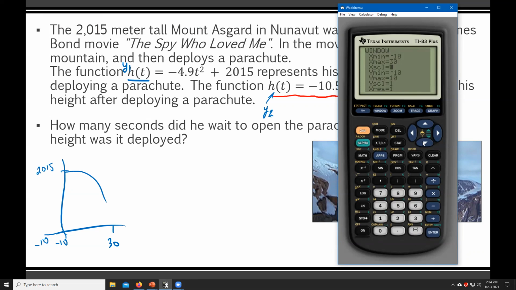X scale, I'll leave that at 1. Remember, that's just like little ticks that show up. No, you know what? I'll change it to 5 just for fun. That's the ticks that show up along your x-axis. Y min, that's of course his height, -10 meters. So 10 meters underground. Why not? And just leave it there.